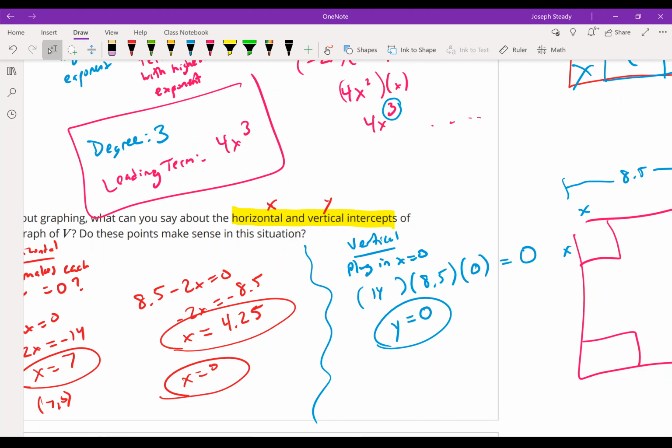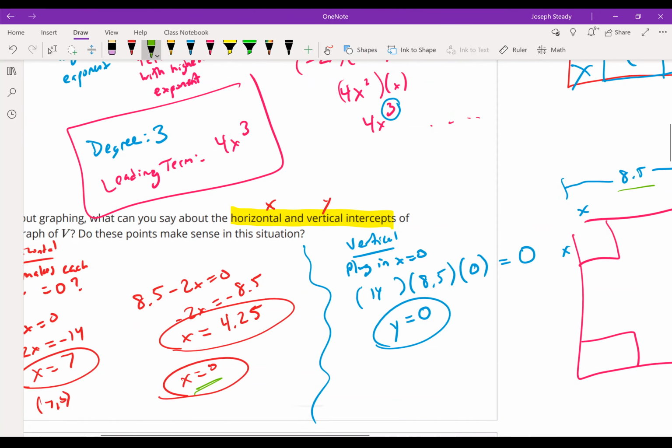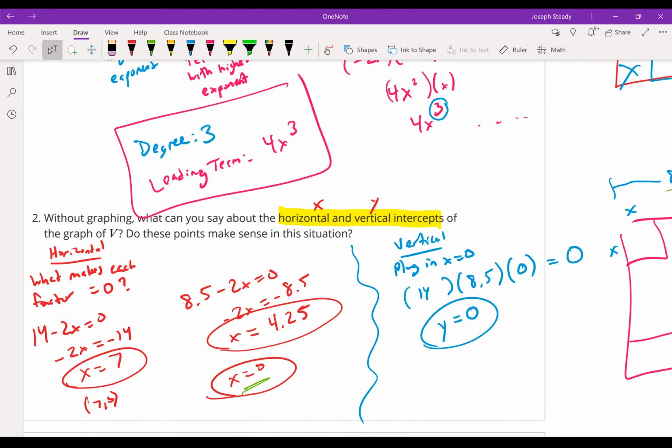If I cut out 4.25 from each side, that uses up this entire side. 4.25 from each side would cut out the entire 8.5 inches. So again, I would have no paper left. I cut it all away. And if I cut out 0 as the size of those cutouts, then I have no walls to fold up. So the horizontal intercepts, none of them actually give you a box.